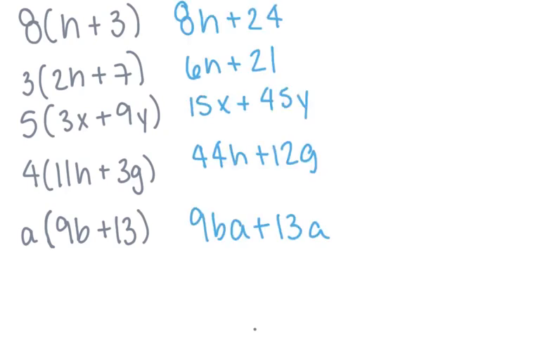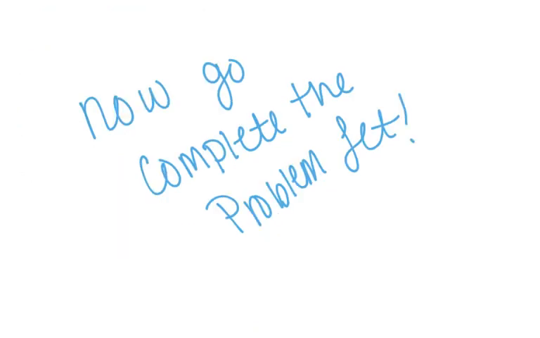Alright, so our answers are 8h plus 24, 6h plus 21, 15x plus 45y, 44h plus 12g, and 9ab plus 13a. Did you get them right? I knew you would. You're just so smart. And that concludes today's lesson. So now you can go and you can work on your problem set.